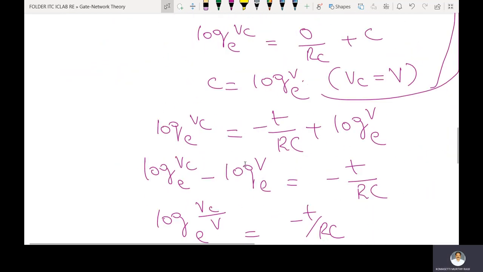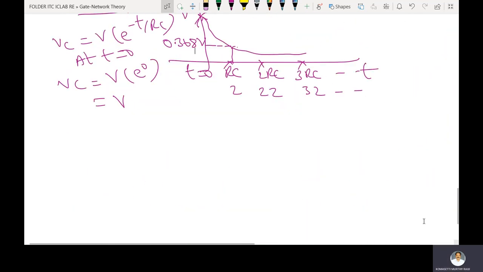These concepts are very, very important from the point of view of the GATE examination.